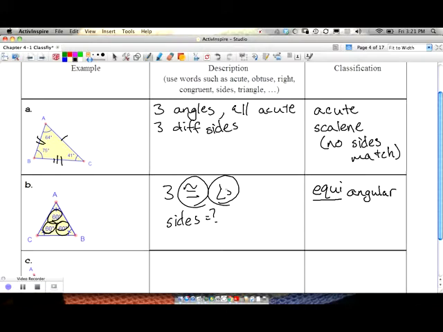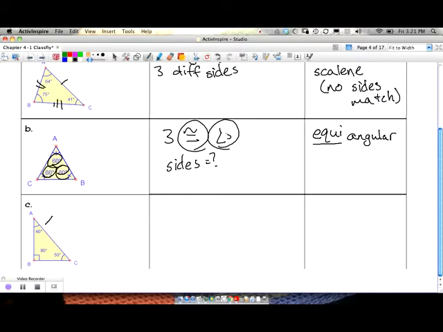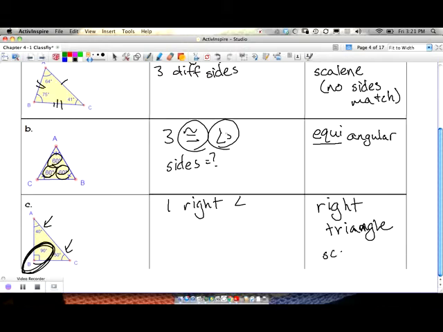Similarly, we got this next one. We got 40 degrees, 50 degrees, but this is a big idea right here. So we got one right angle. Whenever you have a right angle, then it's going to be a right triangle. But we're going to add another word in here. We're going to call it scalene, meaning that no sides are equal.